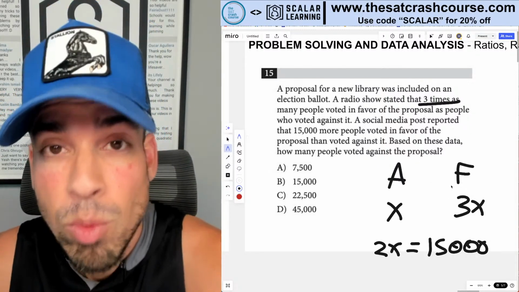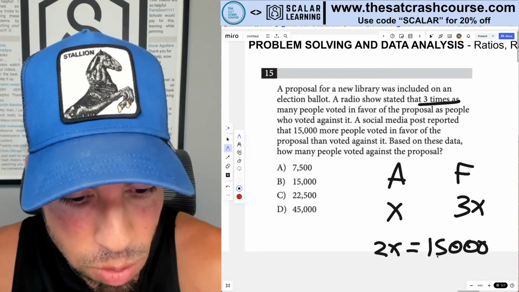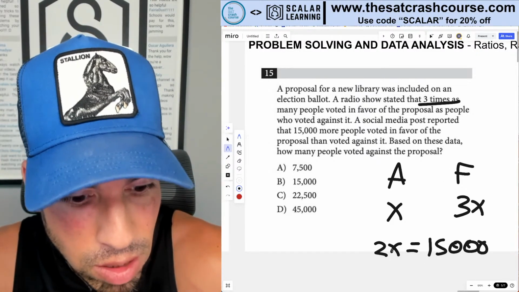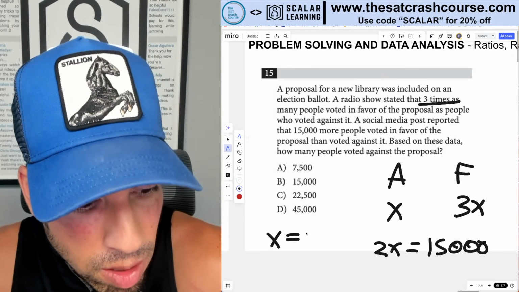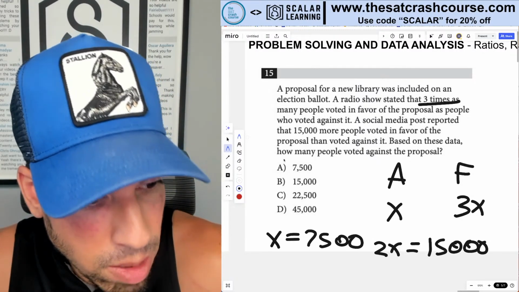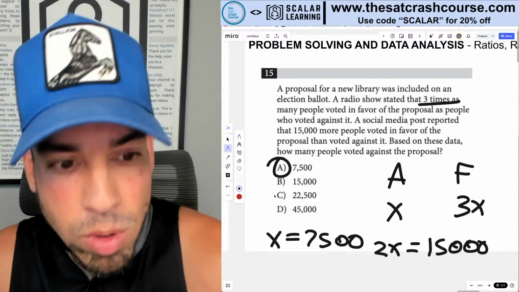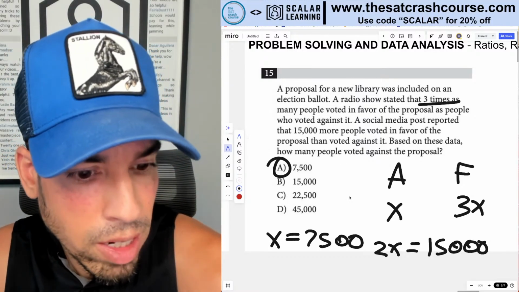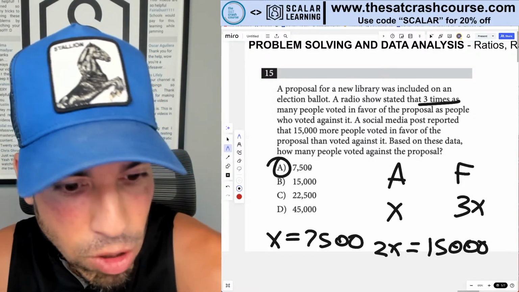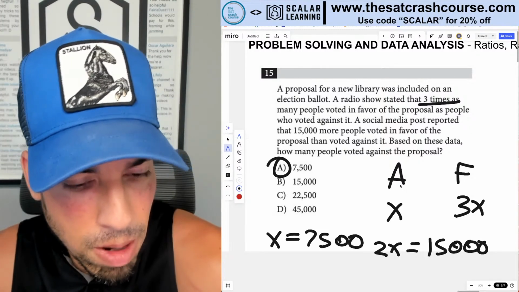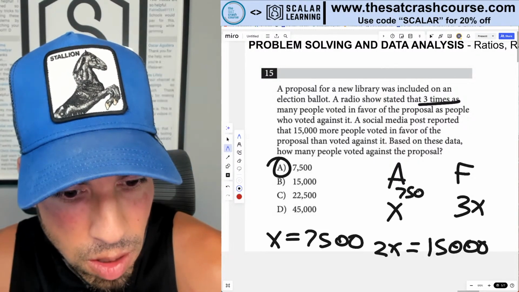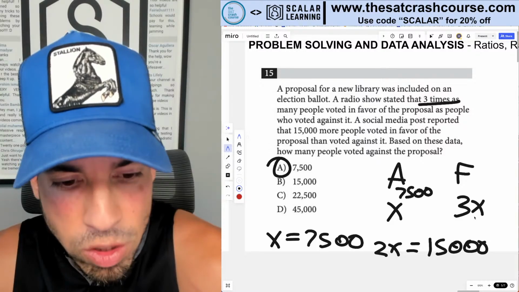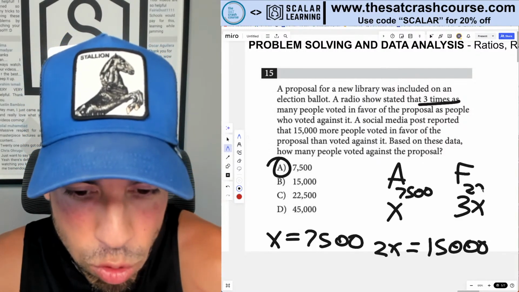Just like that. With those relationships, I figured out my answer, because if I know that 2x is equal to 15,000, divide both sides by 2, and I get 7,500. And I get my answer A. Now, I want to verify this, right? So if I know that x is 7,500, and that's the amount that voted against, I know the amount they voted for is 3 times that, which mentally I'll just do 22,500.